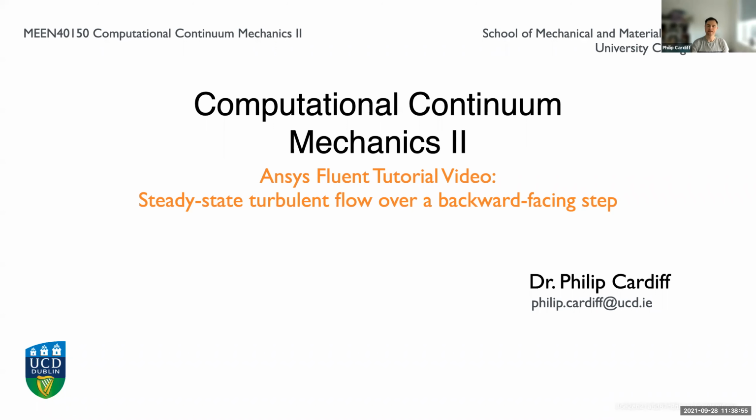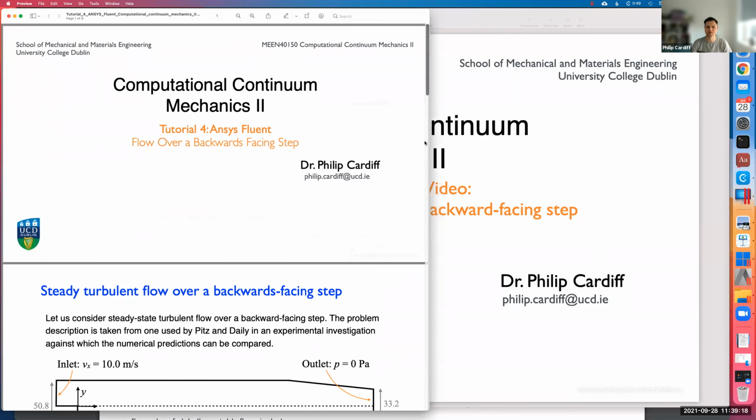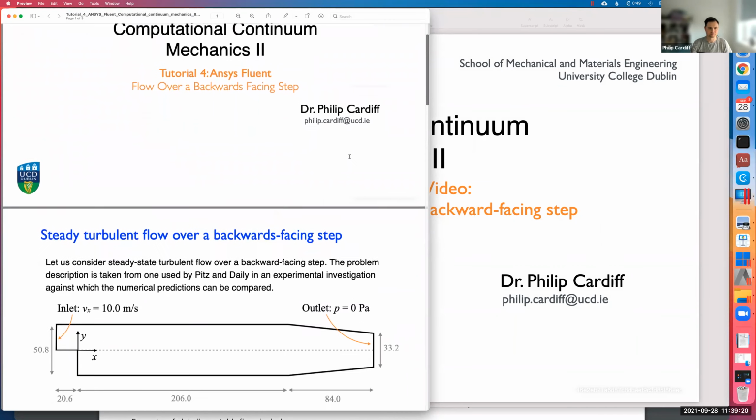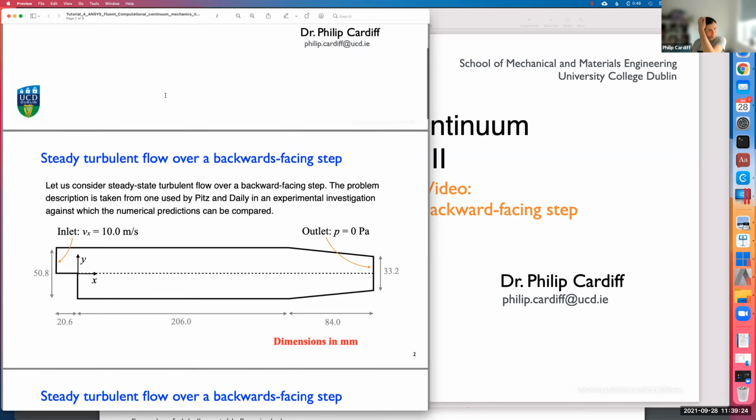Hello everybody, in this video we're using Ansys Fluent to perform a steady state turbulent analysis over a backward facing step. This is a classic turbulence test case, an experimental and numerical benchmark. It's the first time we're going to look at turbulence modeling. The test case is also described in a set of slides uploaded beside the tutorial, so we can look at this later when we get to OpenFOAM as well.